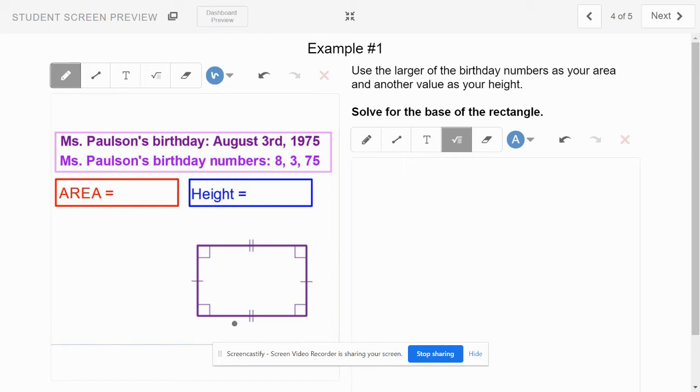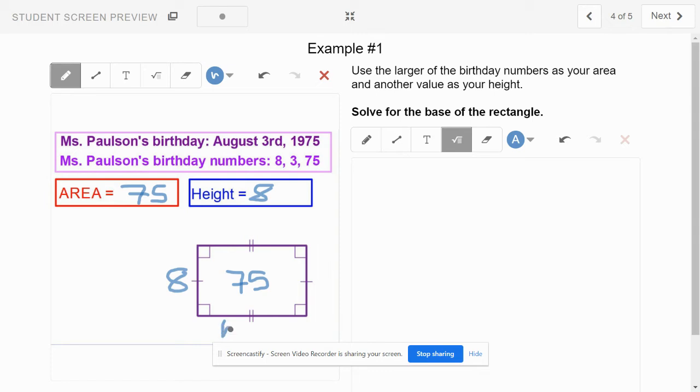Here we are with a rectangle. I am going to use 75 for my area. I'm going to use the larger of my birthday numbers. And my height, I'm going to leave as 8. And so I'm going to label my diagram. My height is 8, but my area is 75.